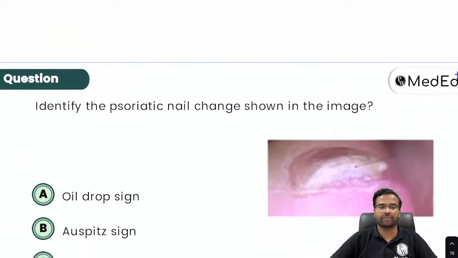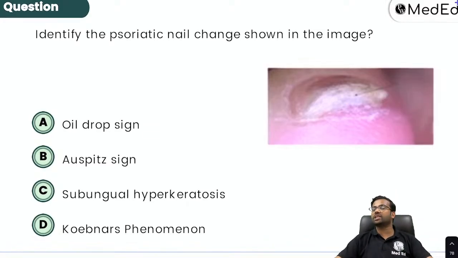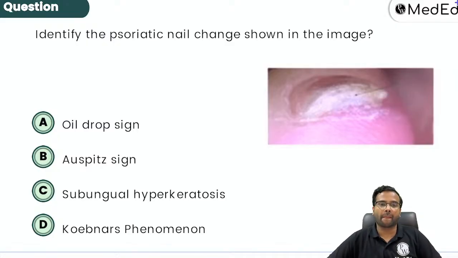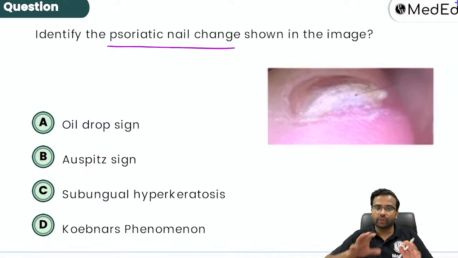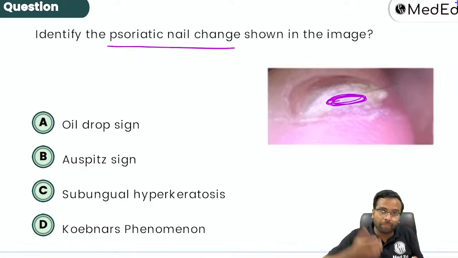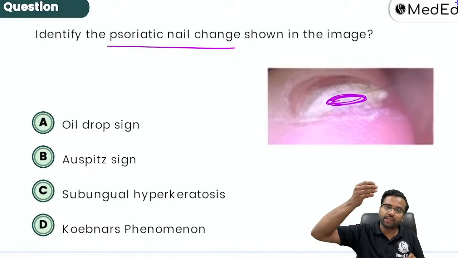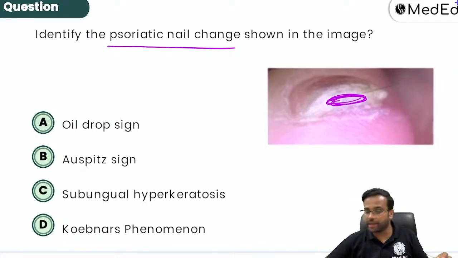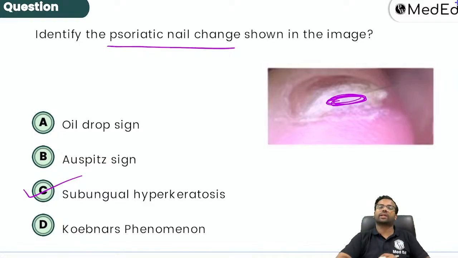Sebaceous gland hypertrophy. Identify the psoriatic nail change that is shown in the image. Oil drop sign, Auspitz sign, subungual hyperkeratosis, Koebner phenomenon. Who can get this one right? So there is a patient of psoriasis and this is a psoriatic nail change. So when I see the image, what I can see is that there is a thickness beneath the nails. Beneath the nails means subungual, thickness increased means hyperkeratosis. So this is the right answer.